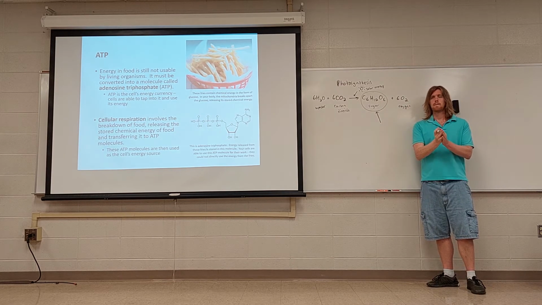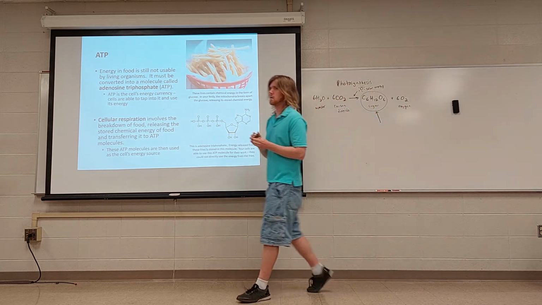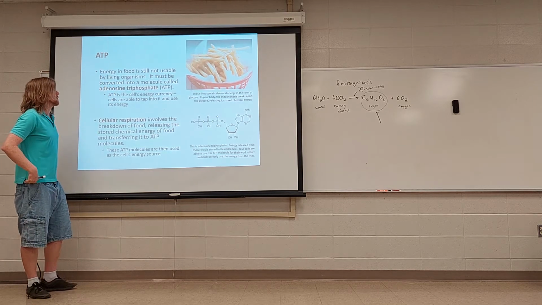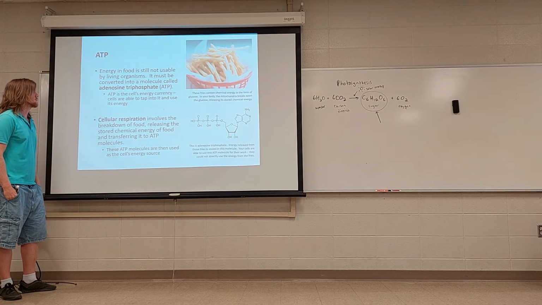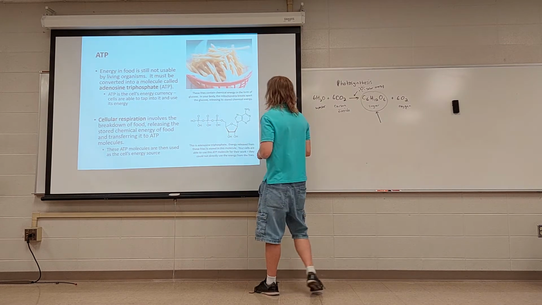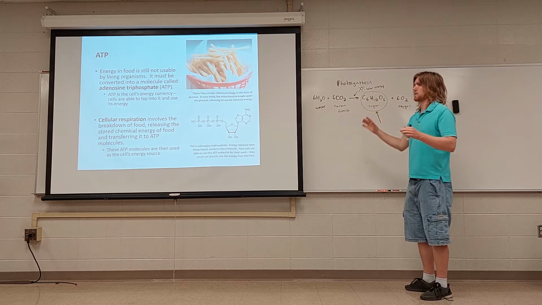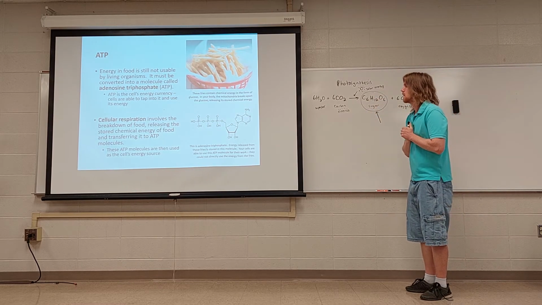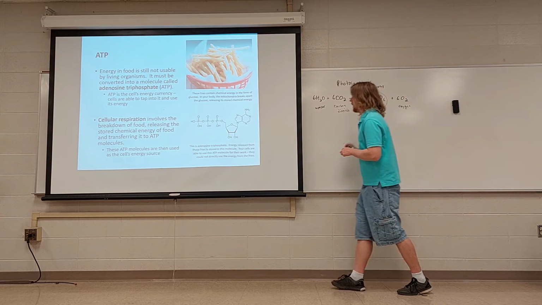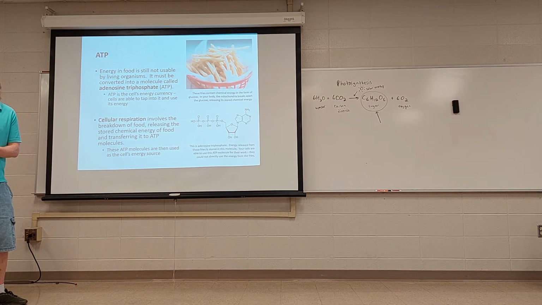Awesome. However, your cells can't directly use food as an energy source. So here's that up here. Energy in food is not directly usable by living organisms. So here are some fries. Fries have starch. Starch consists of a whole bunch of simple sugars linked together to form this long chain. You break down the starch, you've got sugars ready to go, full of energy. Your cells, though, they can't do anything with it. They just don't know how to use it.